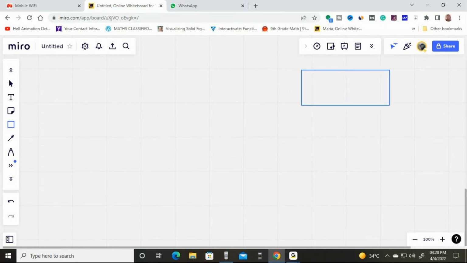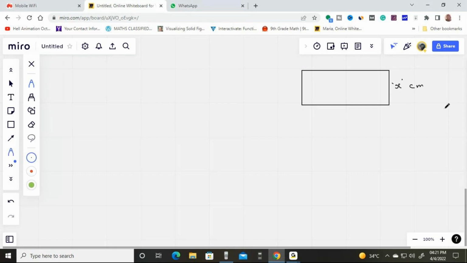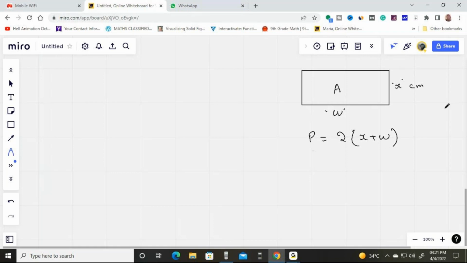This is your rectangle, and this is your x in centimeters. This is your w. I do not know what it is going to be in terms of x. That's what I'm going to find out. Now area is your A, we know. This is your area A, and the perimeter. What is your perimeter? It is 2 times length plus breadth. So this perimeter is equal to 80. That's what they have said.